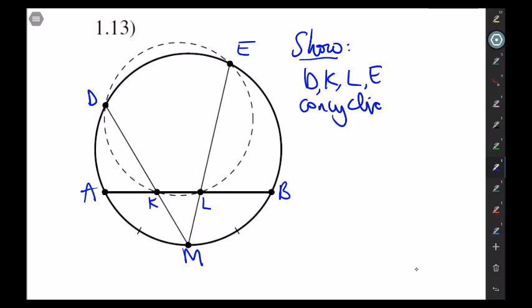So we started with an arc AB. M is the midpoint of that arc. MD and ME, we draw them. We let them intersect chord AB at K and L. Show that DKLE must be cyclic. Yeah, this one actually looks projective as well. All right, so next one.